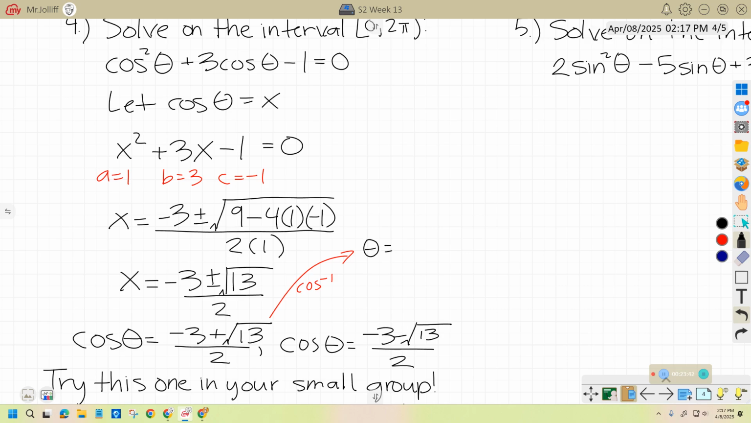I will do it with you. So second cos. Remember to put parentheses around your numerator. I get 1.263. I don't hear any arguments. I'm going to do the same thing with the second guy. Another cos inverse.